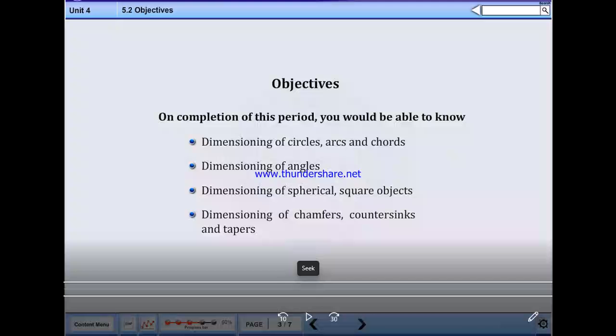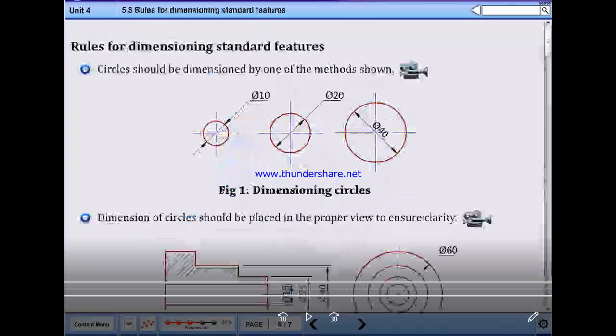So in this topic, we are going to learn dimensioning of circles, arcs, chords, dimensioning of angles, dimensioning of spherical and square objects, dimensioning of chamfers, counterbores, threads, and tapers. So the first one is rules for dimensioning standard features.